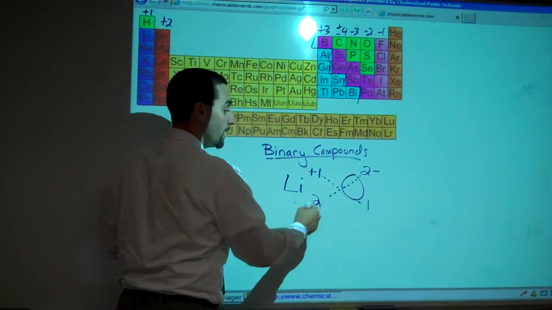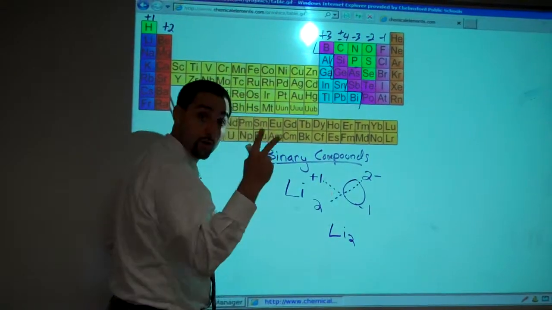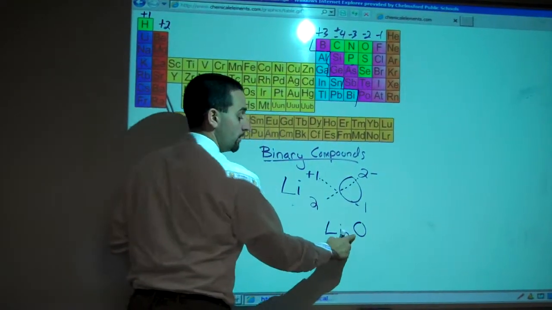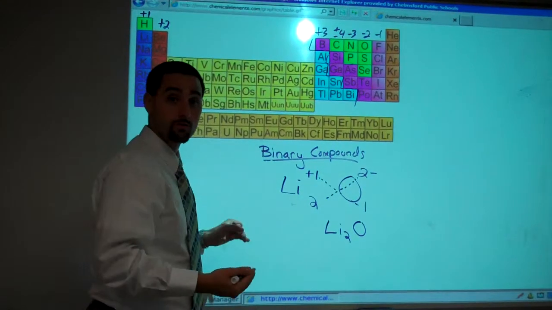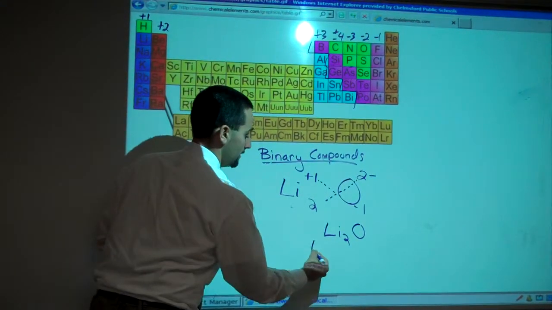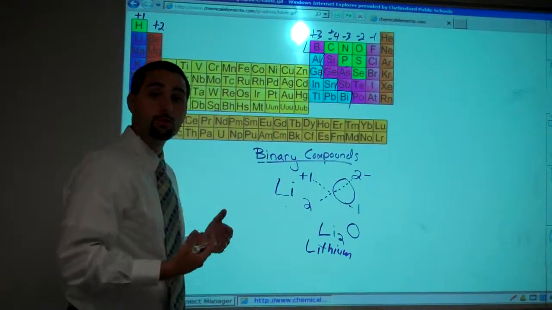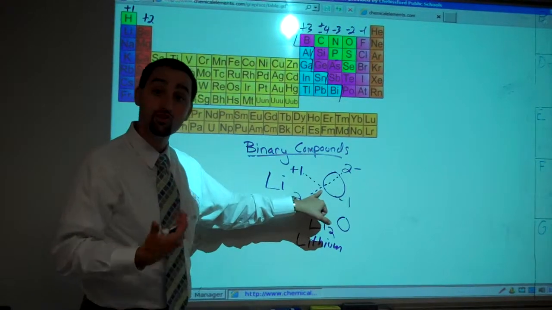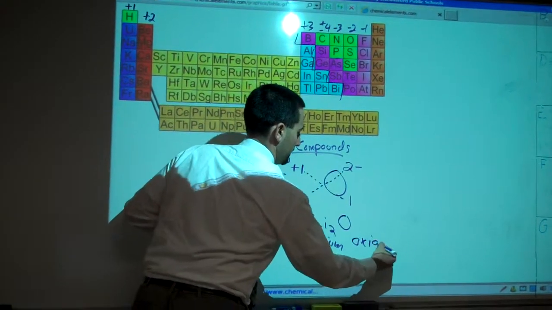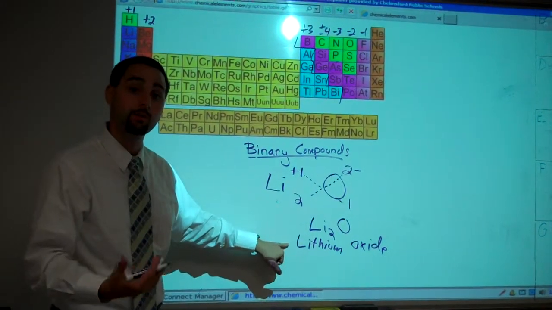So when you put these two ions together, the formula is Li2O, 2 atoms of lithium and 1 atom of oxygen. The 1 is understood so we don't write it, and we simply keep the name of the cation, in this case lithium, and we change the ending of the anion. Oxygen becomes oxide. Li2O translates into the binary name lithium oxide.